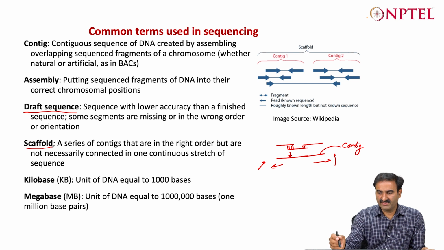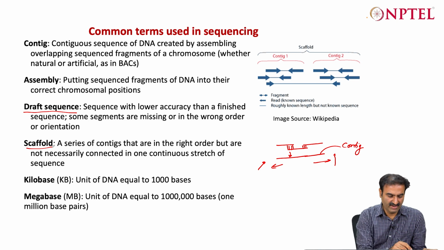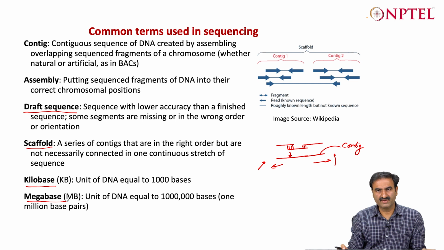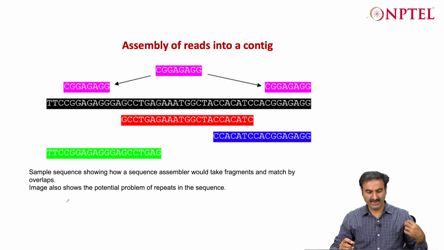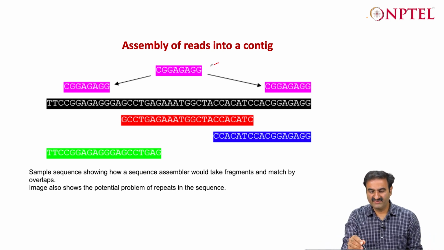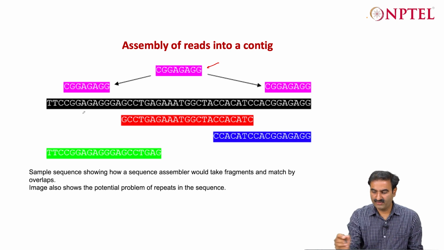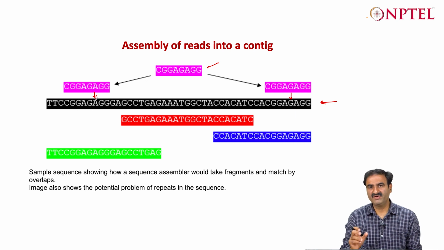Scaffolds are the arrangement of contigs in reference to the genome based on long distance clues. KB is a unit, kilobases, and million bases, which is commonly used to tell the size of the genome or of that piece which you have in hand. Then assembly of reads into contigs: if you see that this is a sequence which is present in the chromosome at this position and at this position, so one sequence is present at two positions, which may complicate the assembly part.